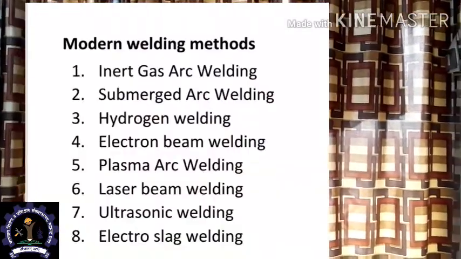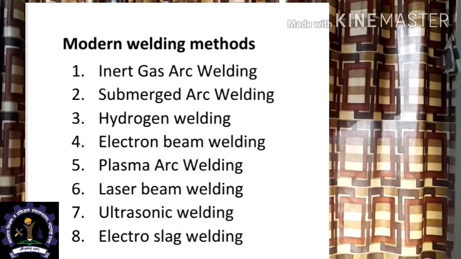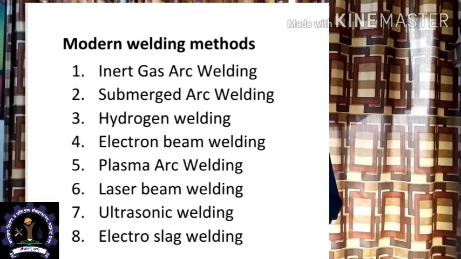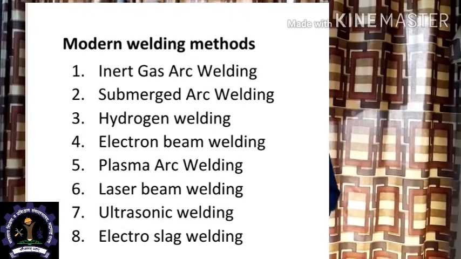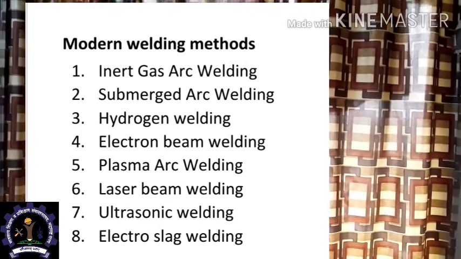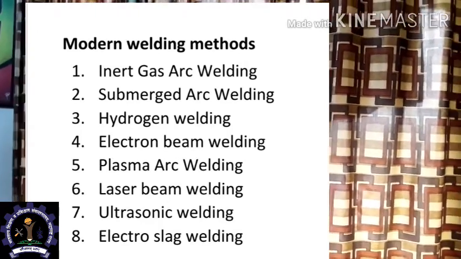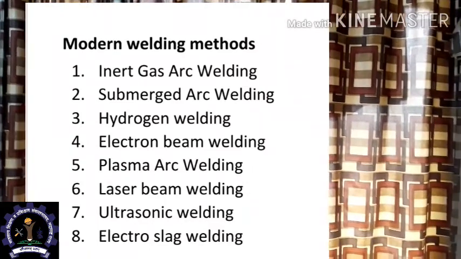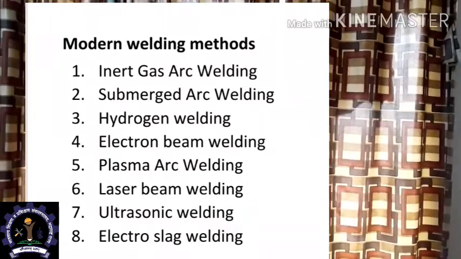First, inert gas arc welding. Second, submerged arc welding. Third, hydrogen welding. Fourth, electron beam welding. Fifth, plasma arc welding. Sixth, laser beam welding. Seventh, ultrasonic welding. Eighth, electro slag welding. Now we are going to study some modern welding methods.